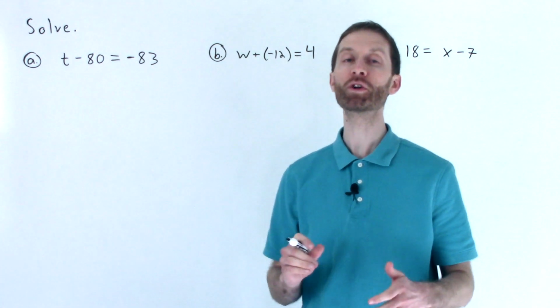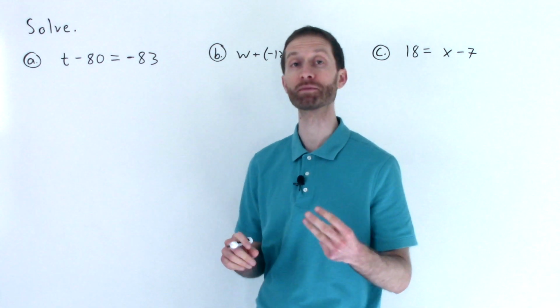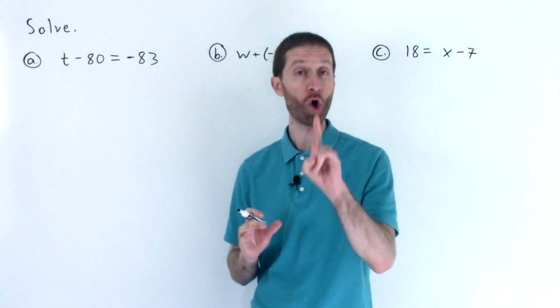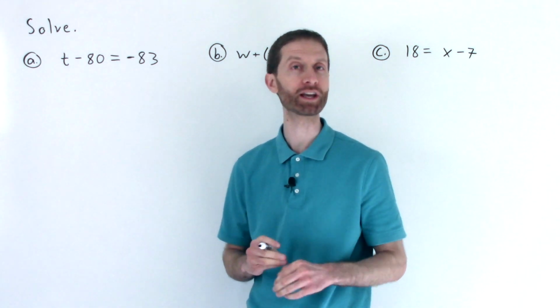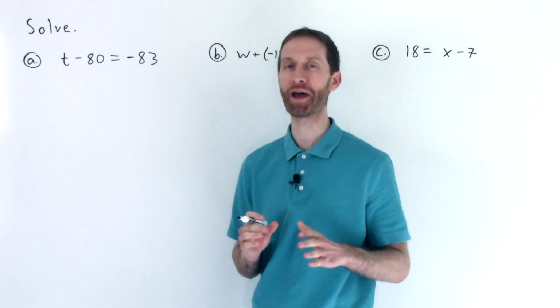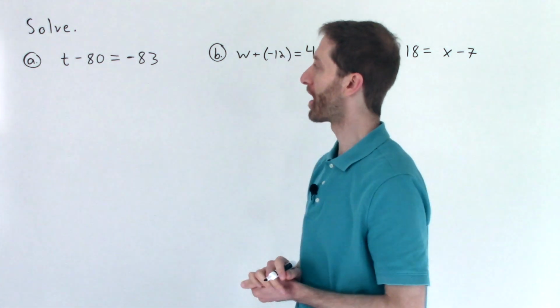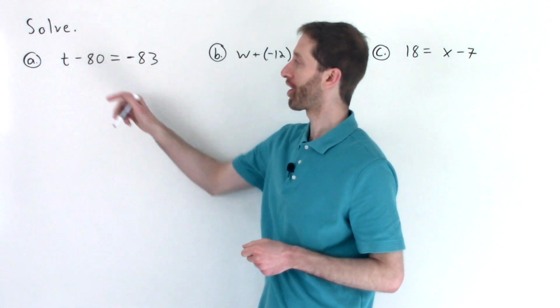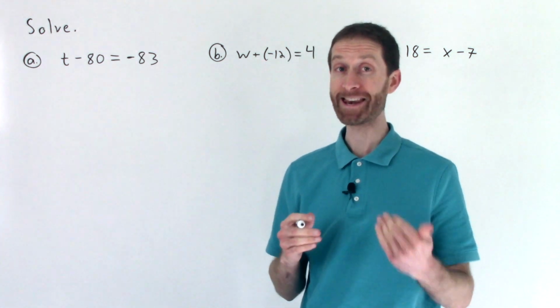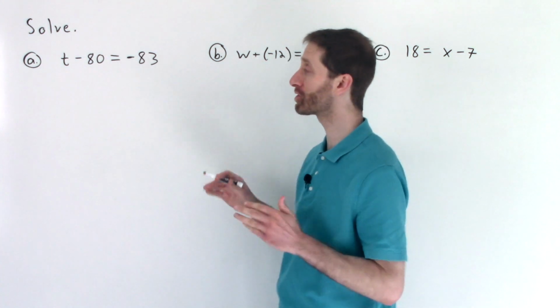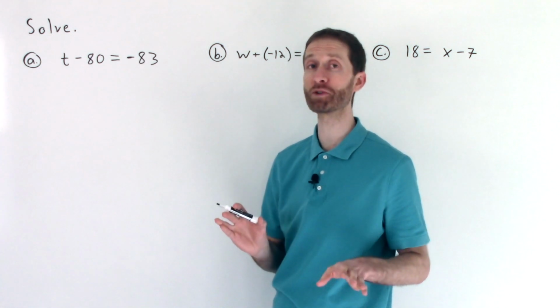In this video, we are going to go over 3 problems that all have to do with solving one-step equations using addition. So let's check them out. We've got in letter A, the instructions to solve t minus 80 equals negative 83. So we've got some integers involved here. That's not going to change how we do the problem.